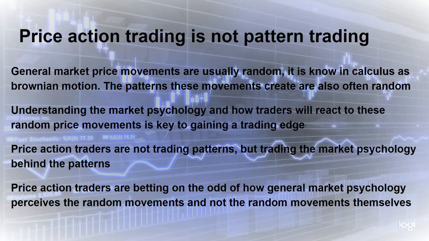So price action trading is not pattern trading. General market price movements are usually random. This in calculus is known as Brownian motion. The patterns these movements create are also often random. So understanding market psychology and how traders react to these random price movements is a key to gaining a trading edge. Price action traders are not trading patterns, they are trading the market psychology behind the patterns. Price action traders are betting on the odds of how general market psychology perceives the random movements and not the actual random movements themselves.